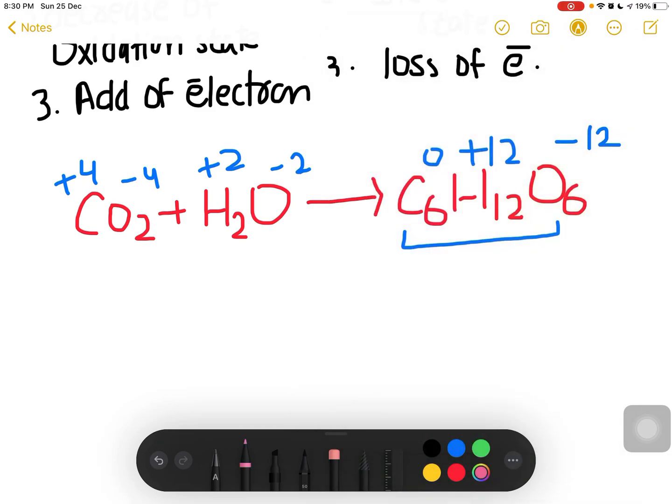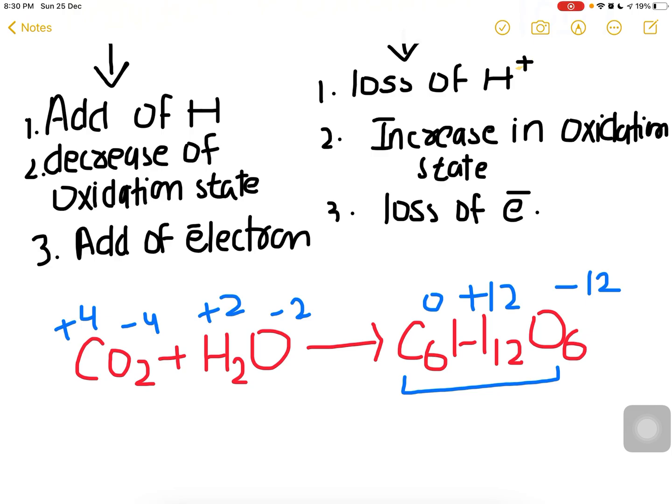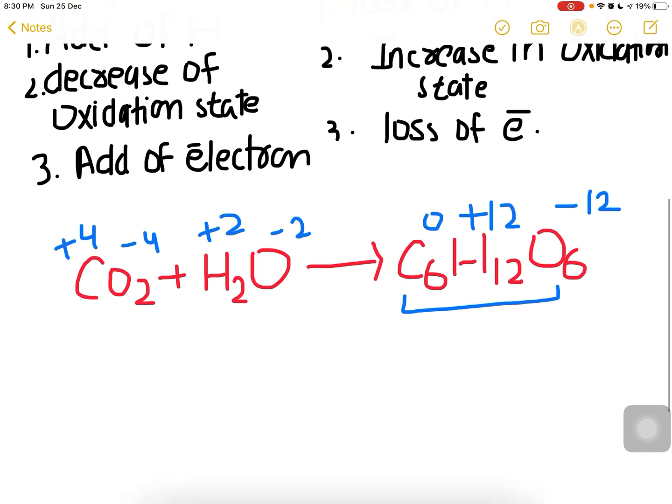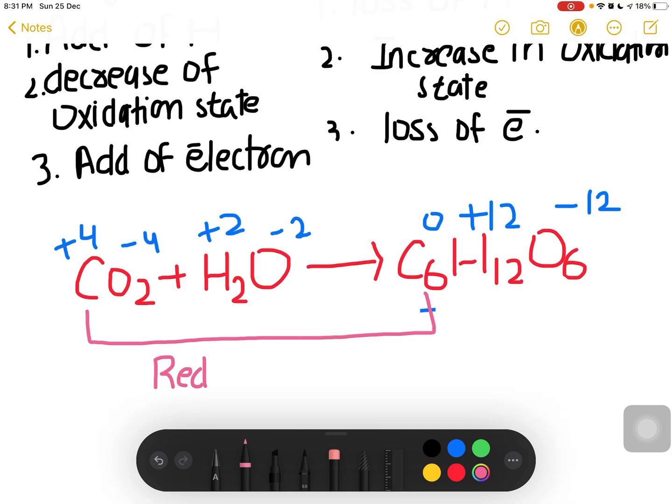Now you can see over here this carbon is +4 and now its oxidation state has been reduced. What we have studied over here is that when there is a decrease of oxidation state, it means reduction takes place. Now as you can see, carbon +4 is converted into 0. It means its oxidation state has been reduced. It means reduction. This is the process of reduction. Carbon is reduced, right?